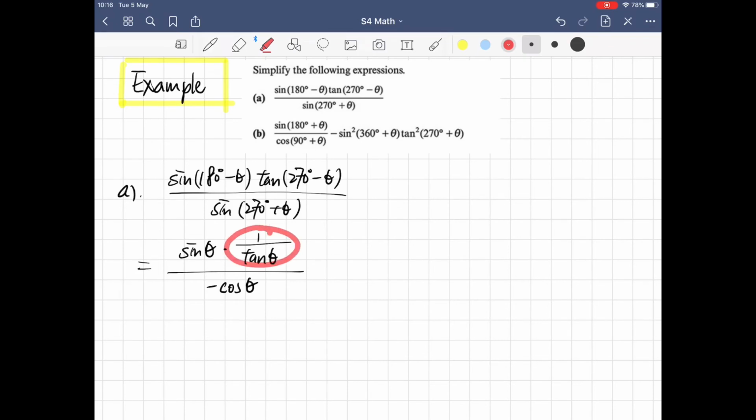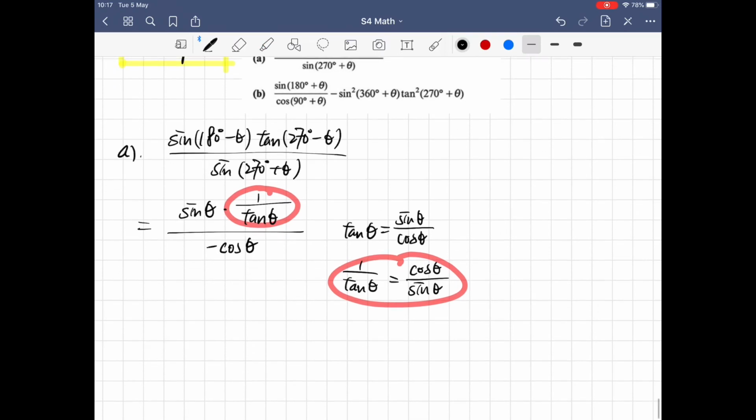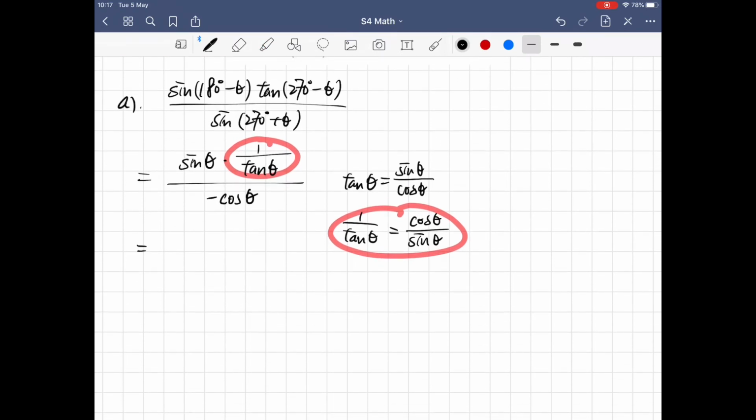Then we will consider 1 over tangent theta. We'll use the identity of tangent theta equals sine over cosine. If we want 1 over tangent, then we swap the cosine and sine so that it becomes cosine over sine. So therefore, in the question, we have sine theta times cosine over sine, and then over negative cosine theta.